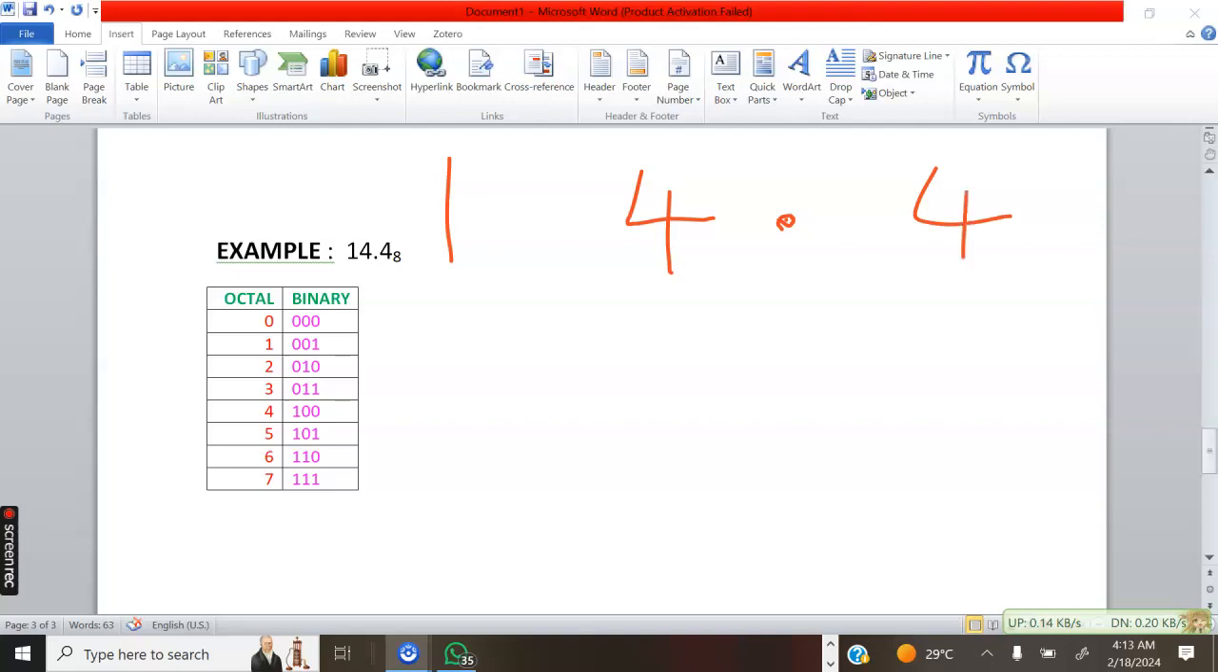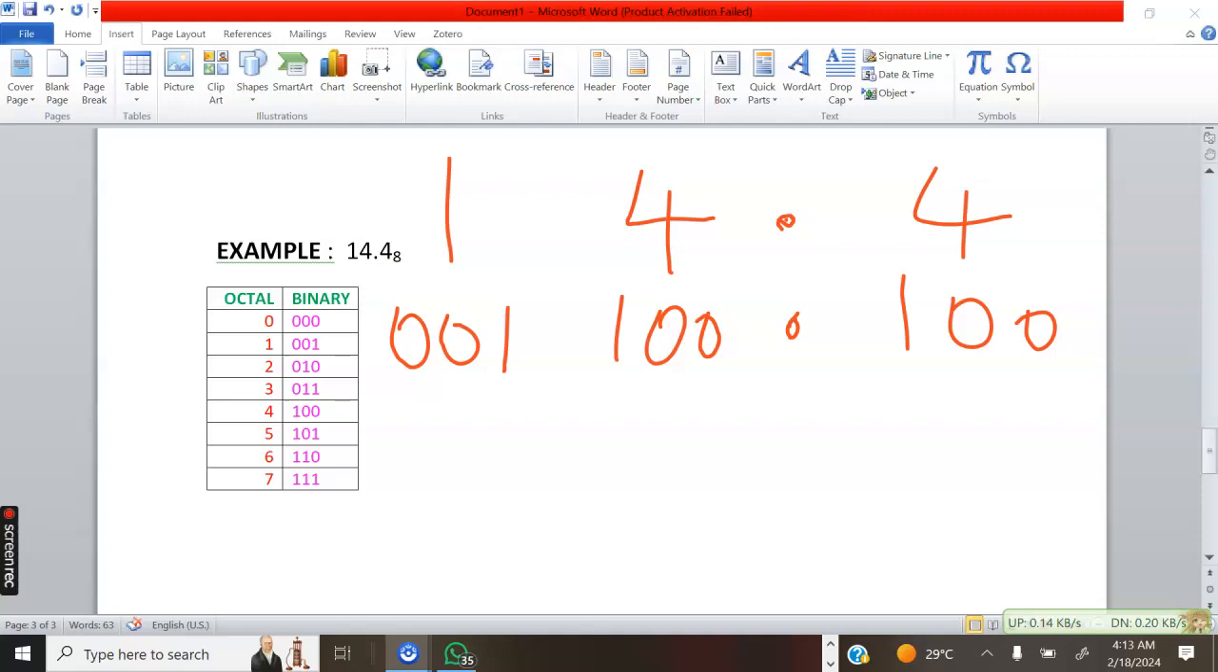1, 4, point 4, and for the 1 it's supposed to be 001, as you can see from the table. For the 4 it's supposed to be 100. Then we have a point. Then for the 4 we have 100.